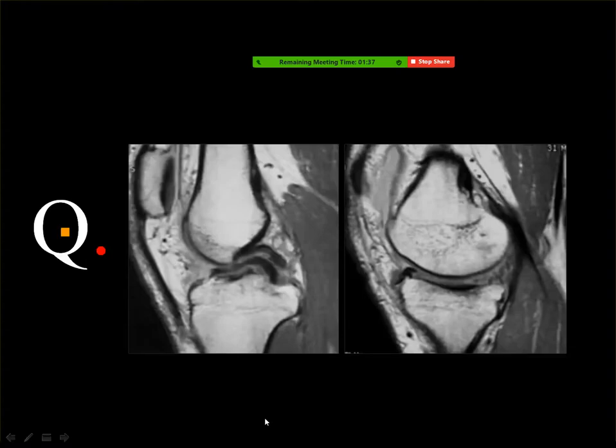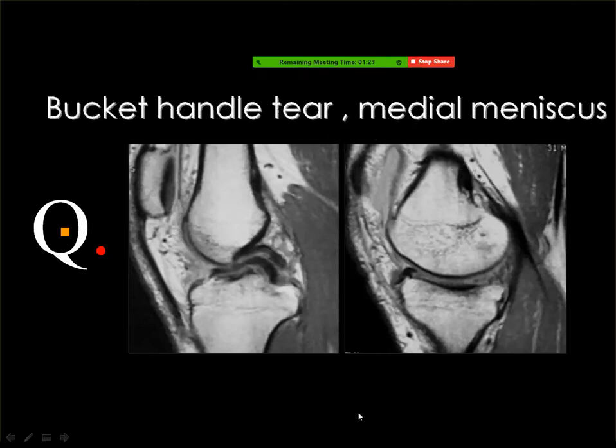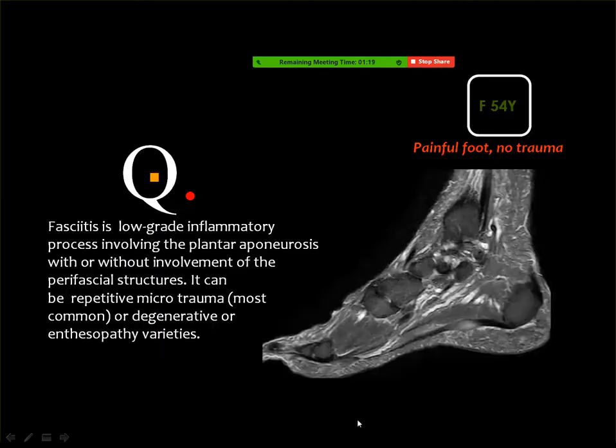You are right. Then what do you think of this? Bucket handle tear of the posterior horn of the medial meniscus. Okay, very good. You got attenuation of the posterior horn and you got the double PCL sign, which are diagnostic of a bucket handle tear of the medial meniscus.